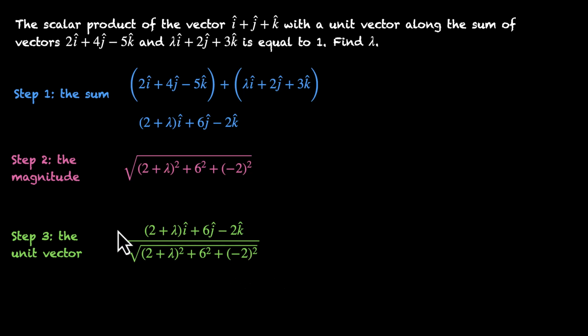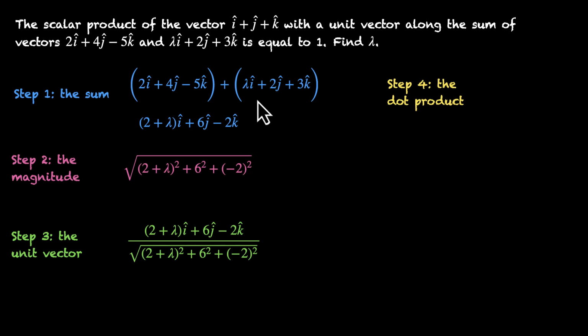Now this is the unit vector that we need to take the dot product with. Let's read the question again. The scalar product of this vector with a unit vector along the sum of this and this is equal to 1. So now we have the unit vector, we can take the dot product. Taking the dot product will give us the value equal to 1. So let's do that. Let's take the dot product.